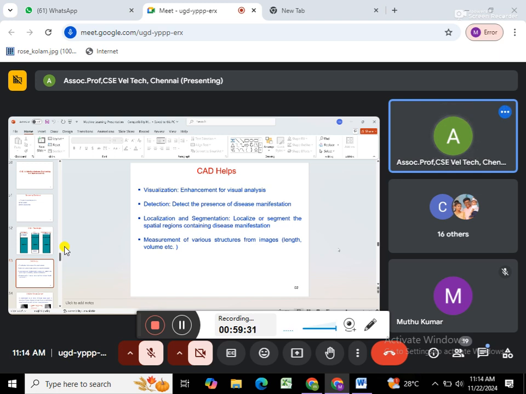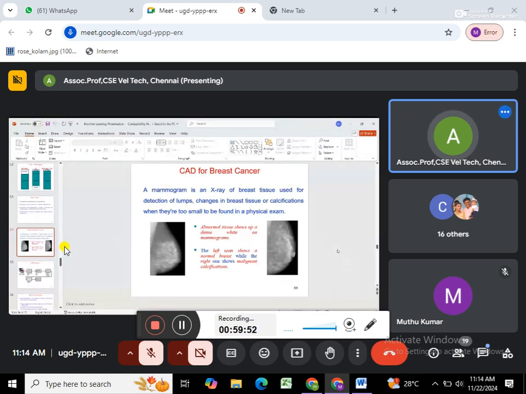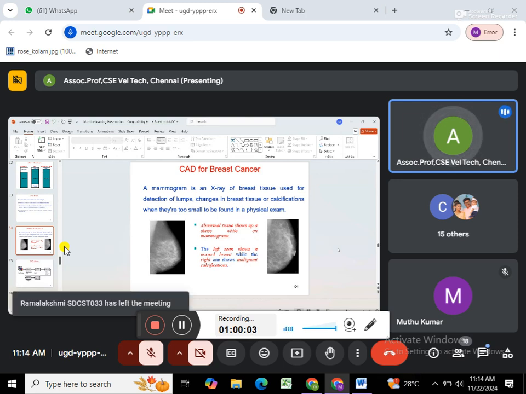Visualization means finding that enhancement, detecting the result, disease manifestation, and measurement of the various structures in terms of length, volume, etc. Say, for example, I am going to concentrate on breast cancer images with CAD mammography. This is simply an X-ray of breast tissue, and two images are given, from the left side and right side. The left side shows abnormal tissue, showing dense white on the mammogram. The left scan shows an abnormal breast, and the right one shows malignant calcification. Once we have that dense white picture in your mammography image, that is the white parameter.